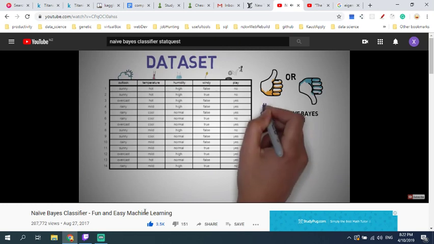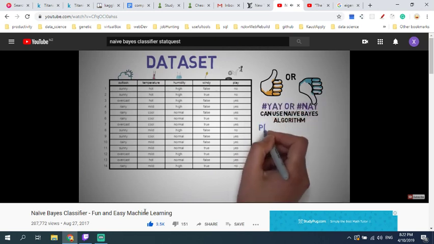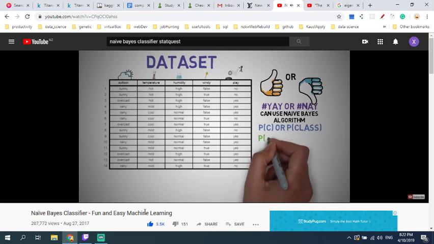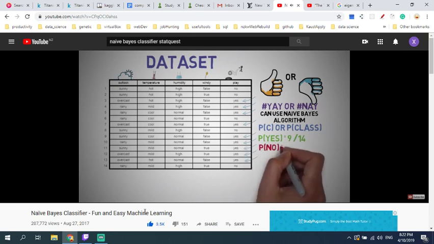First, we determine how many yeses and how many nos we get from our dataset. So the probability P of C, or probability of our classes, which are yes and no, we can calculate as follows. So the probability of yes is 9 out of 14. We can count 1, 2, 3, all the way to 9 total yeses from the 14 possible days. And similarly, we can count 5 no's, which gives us a probability of 5 out of 14.